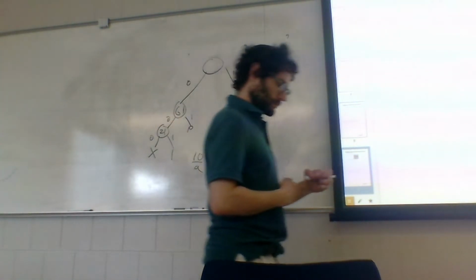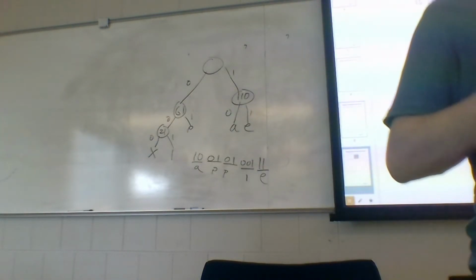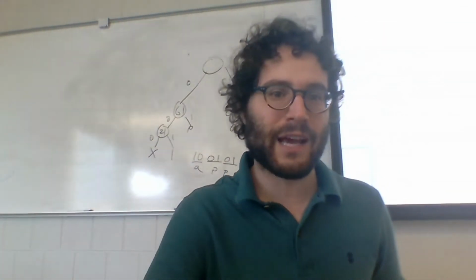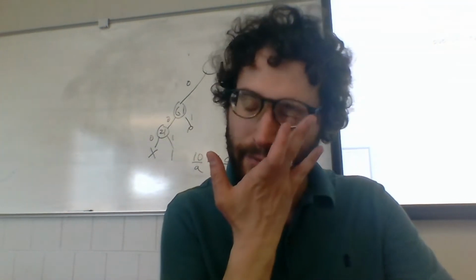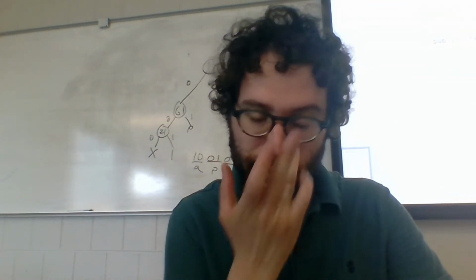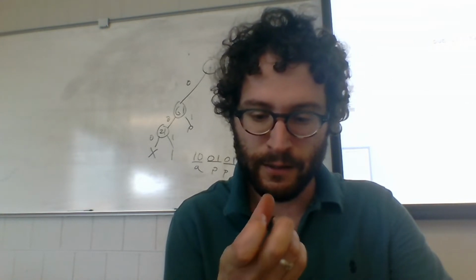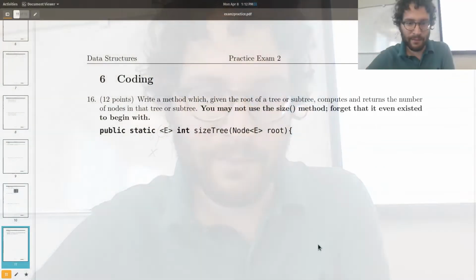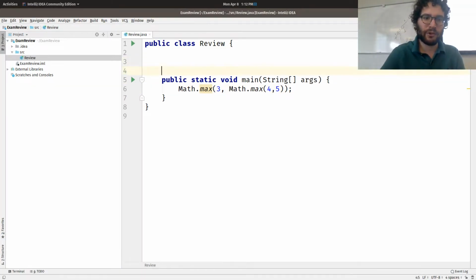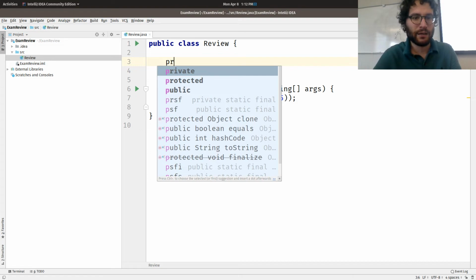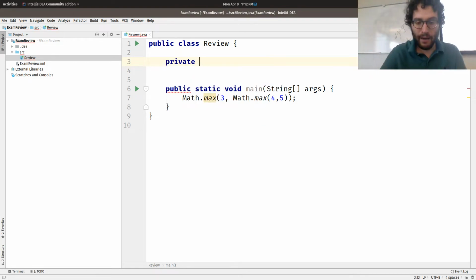Okay. I think this finally lets us get to the nice and interesting part of our exam, which is the coding part. Write a method which, given the root of a tree or subtree, computes and returns the number of nodes in the tree. So we can't use the size method, it says. Let's go ahead and make a quick private class over here so that I won't get a bunch of errors. You don't need this in your code because I'm giving you nodes. You can assume they exist.